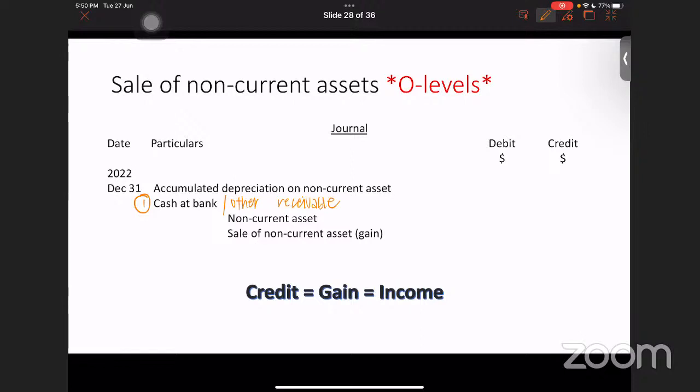Step two, I'm selling what? I'm selling NCA, right? So when I sell my NCA, I have to minus my NCA. To minus NCA, I will need to credit my NCA. So here, my asset will decrease. I sell it, so there's no more NCA, I will credit NCA. Then along with my NCA, what does it come with? It comes with my acute D. My acute D is a contra asset, remember? So to minus this, I will have to debit it.